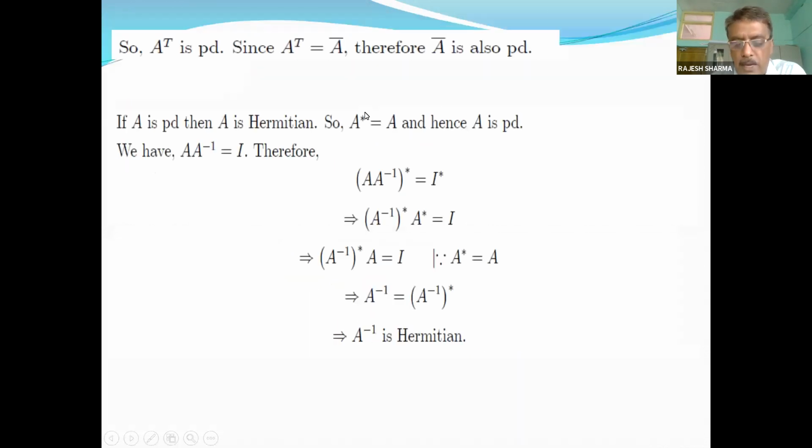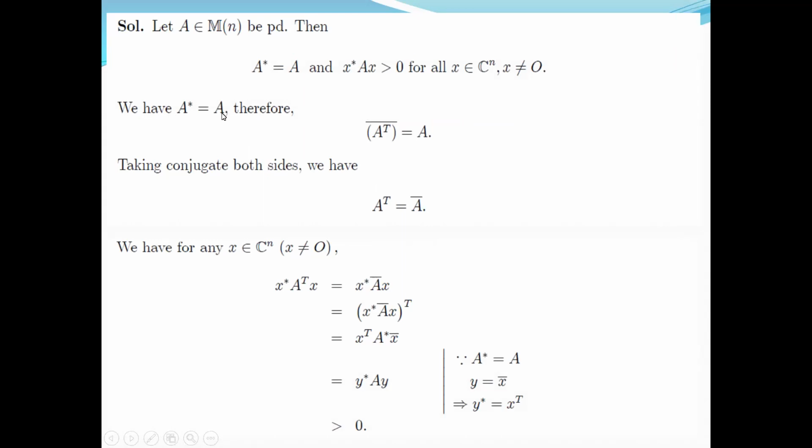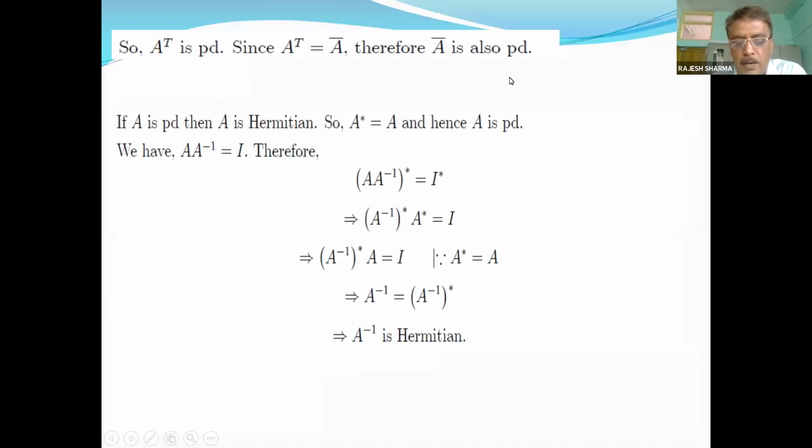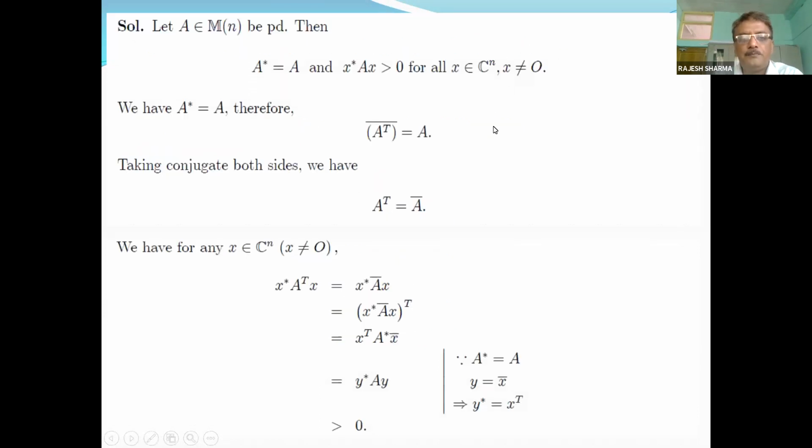Now we have A star equal to A, that is, A conjugate transpose is equal to A. And we can write this as A transpose conjugate equal to A. Now taking conjugate on both sides, we have A transpose is equal to A conjugate. So we can also take this as the definition of a Hermitian matrix: A transpose is equal to A conjugate.